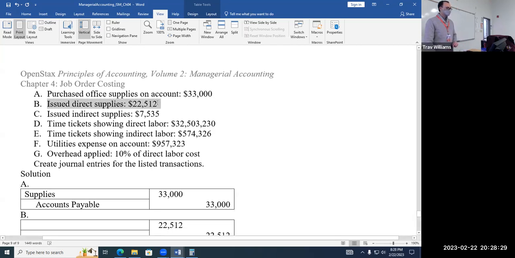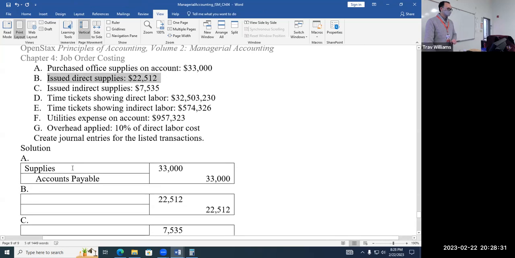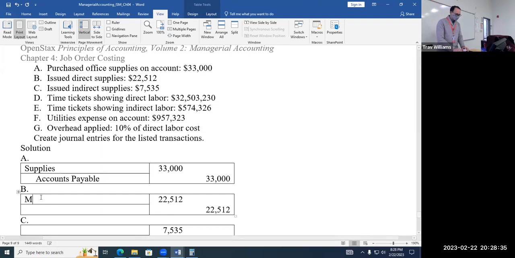For B, we issued some of those supplies to a particular movie. So instead of work in process, we're calling it movie in process. That sounds a lot more fun than a work in process. And so that is coming out of supplies. Okay. We're saying these supplies have been allocated to this particular movie.